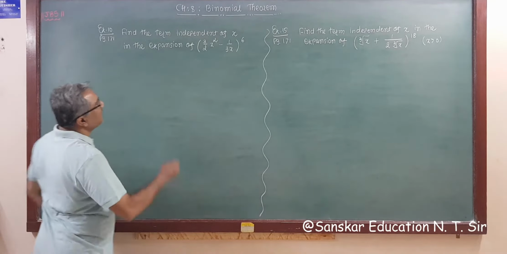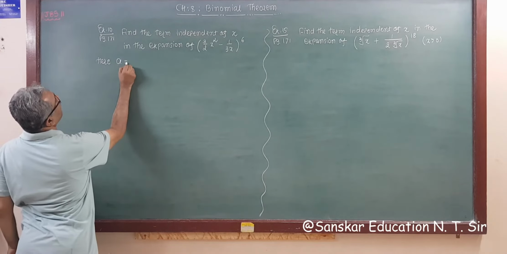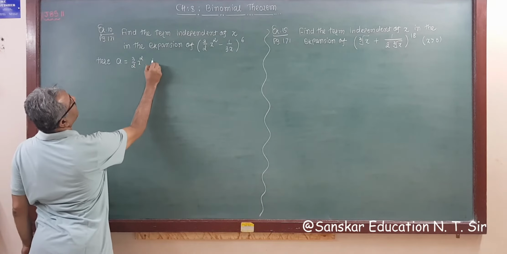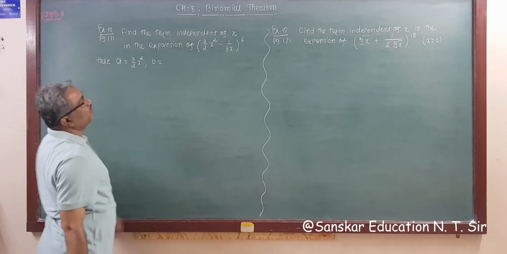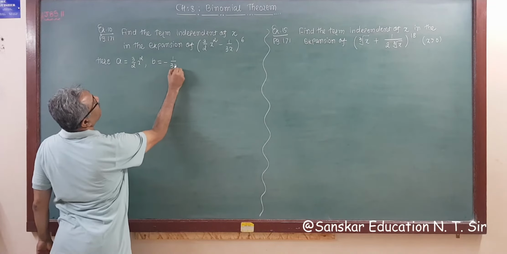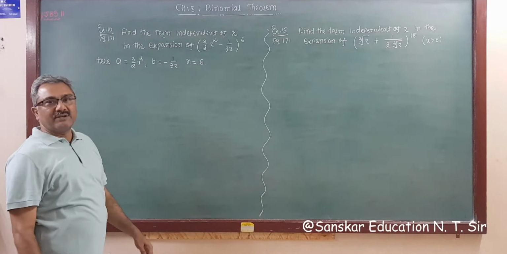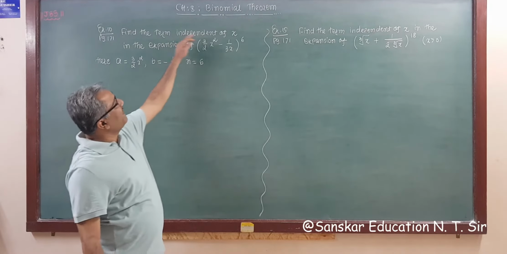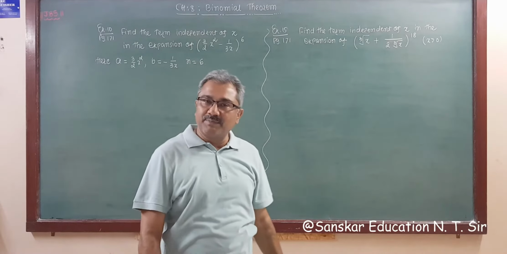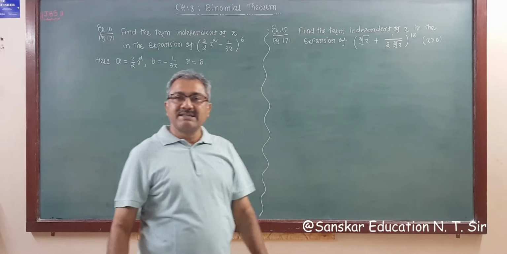So what is given here? a is 3/2x², b is -1/3x, and n is equal to 6. This is given. So we have to find the term independent of x, the term in which there is no x. So we have to find tr+1 and in it we will take the power of x as zero.